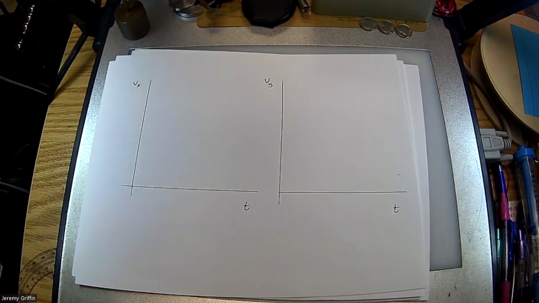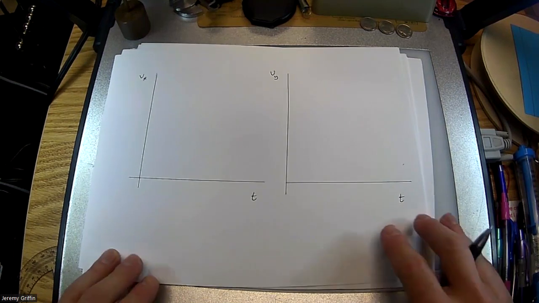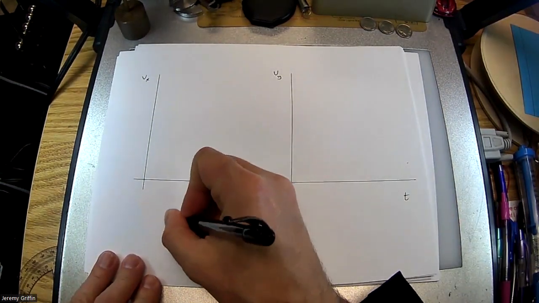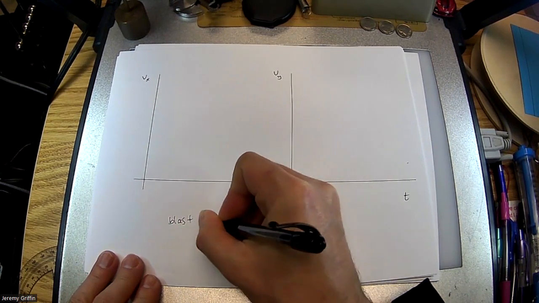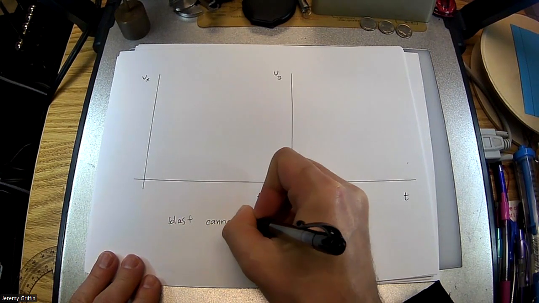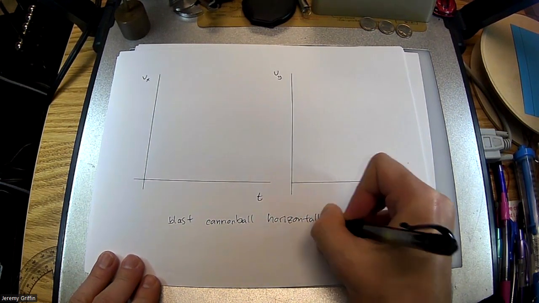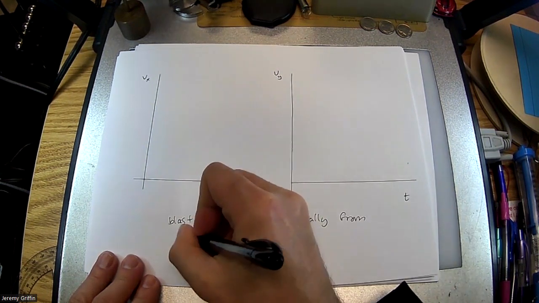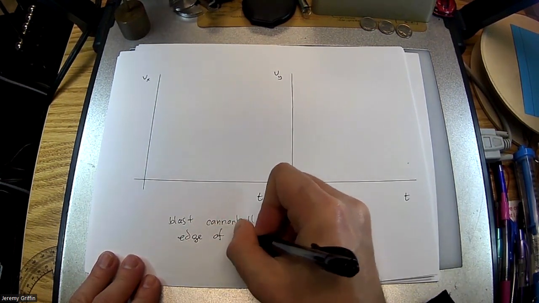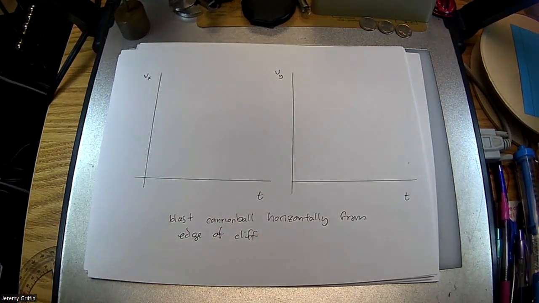This could be for a cannonball blasted horizontally from the edge of a cliff. So here's your scenario, a couple of graphs. What are those graphs going to look like? Hoping everybody gets both of those graphs correct. Everybody's got to get both of those graphs correct.